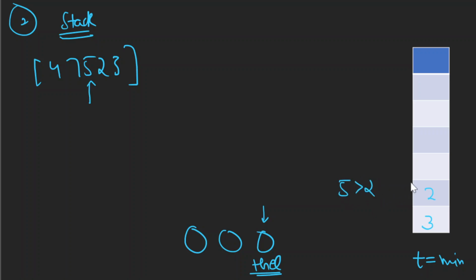5 is greater than 2, so I will pop this 2 and give this 2 as the third element. Then I will check if 5 is also greater than 3. Yes, it is. So I will pop this out, it was earlier 2, and now the third element will be 3. Then I will store 5 here.